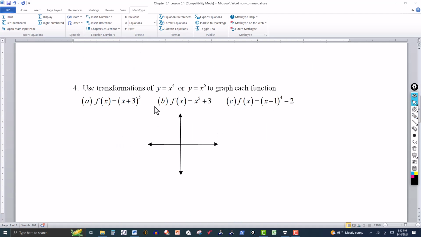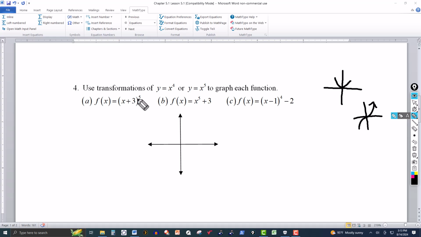Let's look at the next one. It says use transformations of y equal x to the fourth or y equal x to the fifth to graph each function. The graph of y equal x to the fourth basically has the look of a parabola. Looks like that. The graph of y equal x to the fifth pretty much looks like the graph of y equal x to the third that I went over a while ago. And that graph goes something like this. So let's look at the first one.